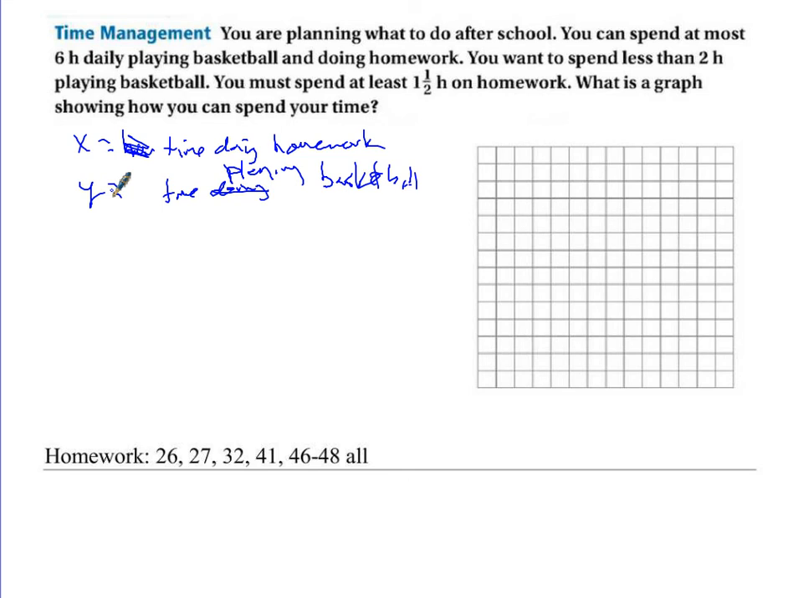Now that I know X and Y, on my graph that I have to make, can't have negative time for either, so bottom left is going to be perfectly fine for my origin and my axes. And then since I called homework X, homework goes there, and basketball on the y-axis.